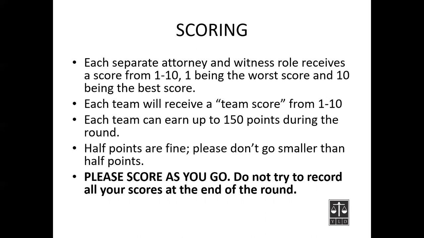Each team can earn up to 150 points during the round on each judge's ballot. Half points are fine. Please don't go smaller than half points, and actually the electronic ballot won't allow you to do that. The other nice thing about the electronic ballot is that it will score things as you're going, so you can always look at the bottom. It also will not let you submit if you have a tie. It will make you change something so there is no tie.